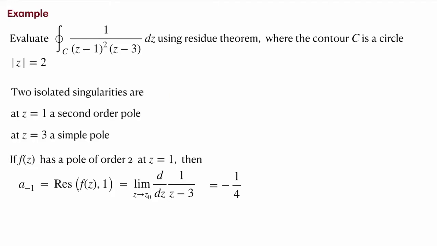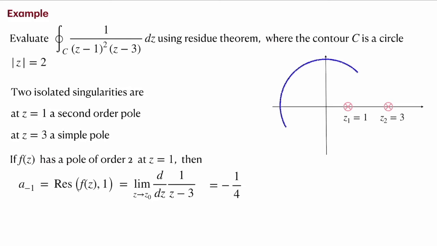We have already seen that it has two singularities. At z = 1 we have a second order pole, and at z = 3 we have a simple pole. Let's try to plot them. Our contour |z| = 2 is a circle of radius 2 around the origin. We clearly see that z = 3 is outside this contour and we need not worry about it. We just need the residue at the point z = 1.